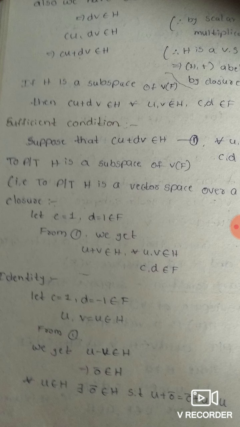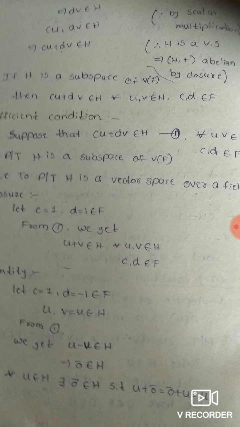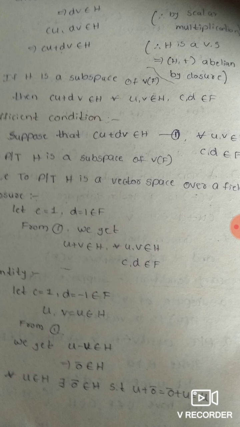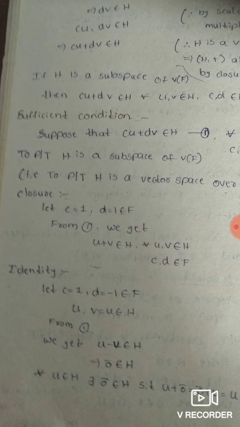Closure property: let c equals 1 and d equals 1 belongs to F. From equation 1 we get u plus v belongs to H, for all u, v belongs to H, c, d belongs to F. Let c equals 1 and d equals 1 in equation 1. We get 1 into u plus 1 into v, that is u plus v belongs to H for all u, v belongs to H and c, d belongs to F. Okay, the next property is the identity property.